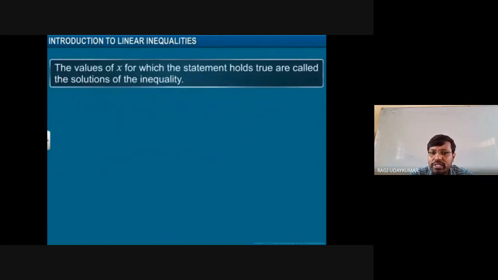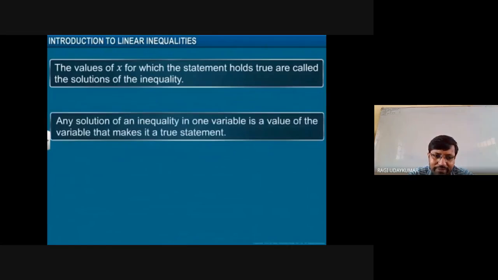So the values of x for which the statement holds true are called the solution of the inequality. Solution means it should come true, left hand side and right hand side should be satisfied. Any solution of an inequality in one variable is the value of the variable that makes a true statement.